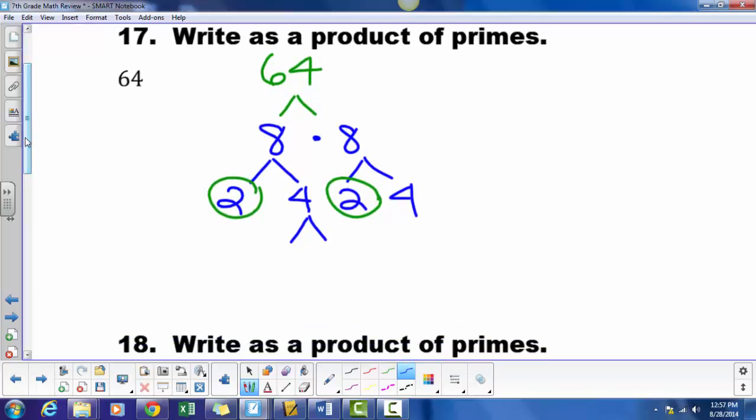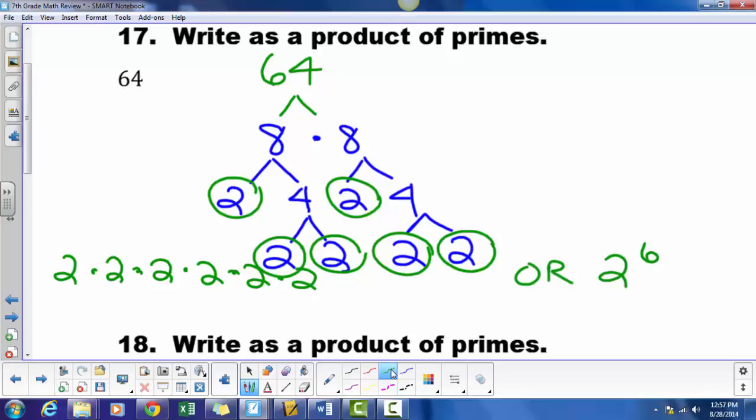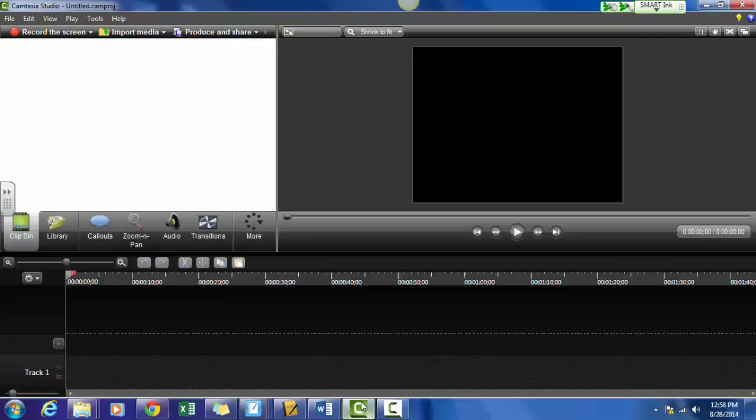And that is also the same thing as 2 times 2, because these are also prime. All right, so now I need to rewrite this as a product of primes. So I have 6 2's there. I can write it as 2 times 2 times 2 times 2 times 2 times 2, or I can write it as 2 to the 6th power.